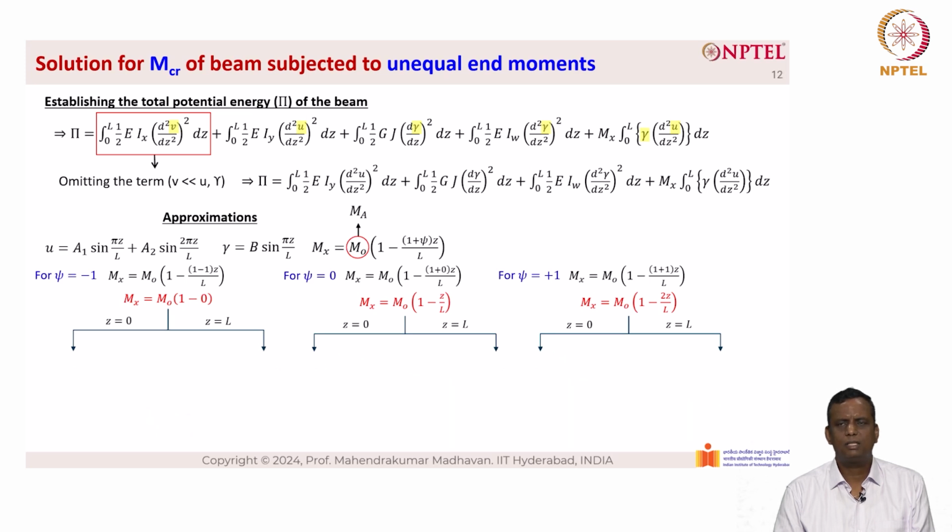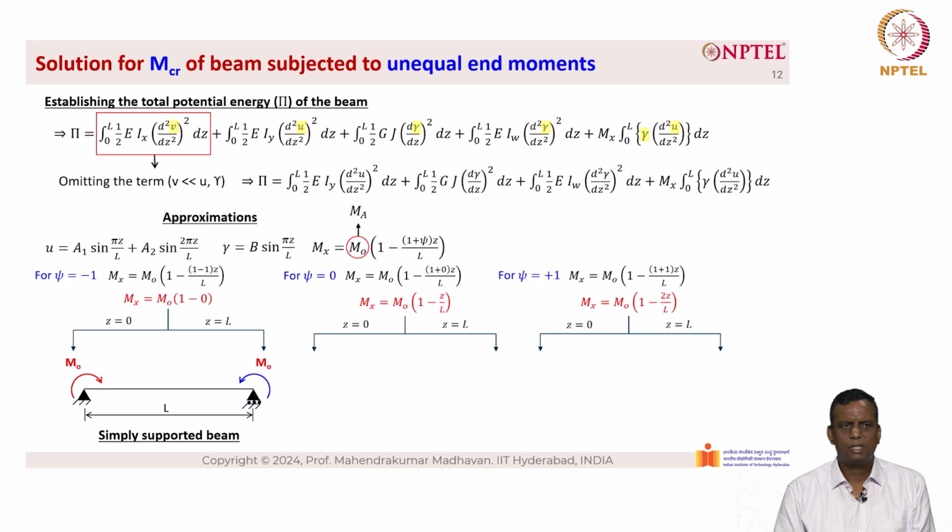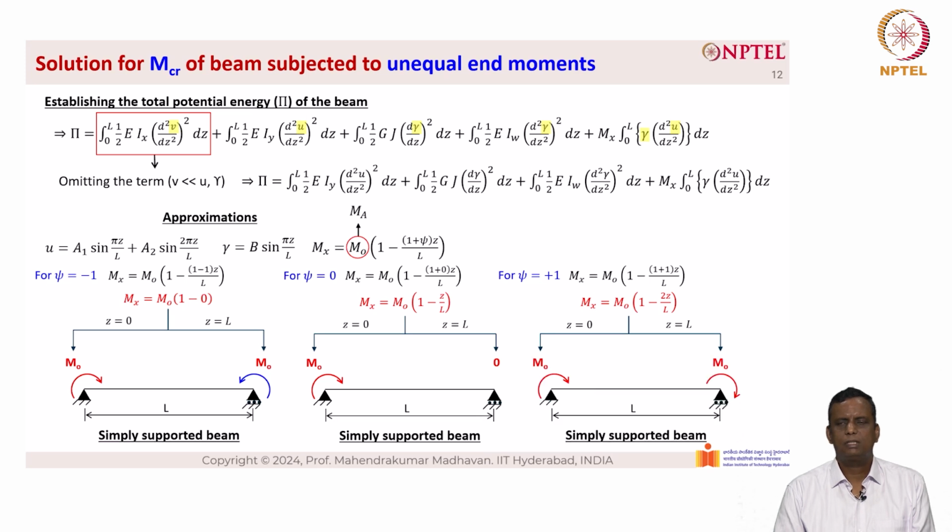Now we have to look for the other two conditions. So when we have such a condition, for psi equal to minus 1, the simply supported loading conditions are shown here. As you can see, M0 on both sides leading to a single curvature. For psi equal to 0, we have the loading condition as you can see here, where M0 is applied on the left hand side, which is at support A. There is nothing applied at support B. For psi equal to plus 1, we have the bending moment diagram which leads to a double curvature. So both sides it is M0. So the first case is derived.